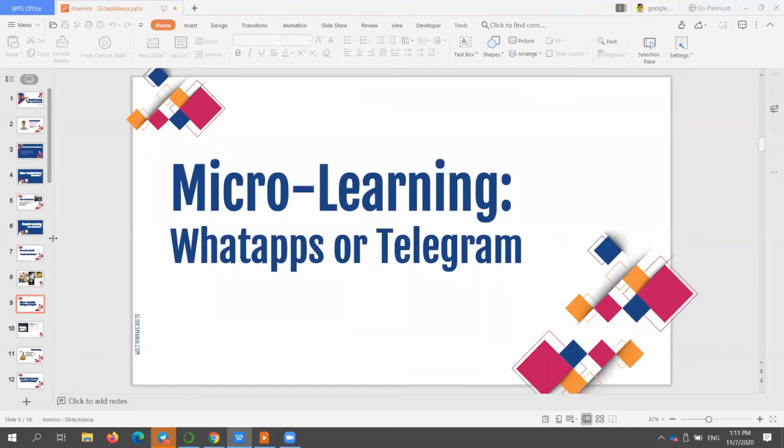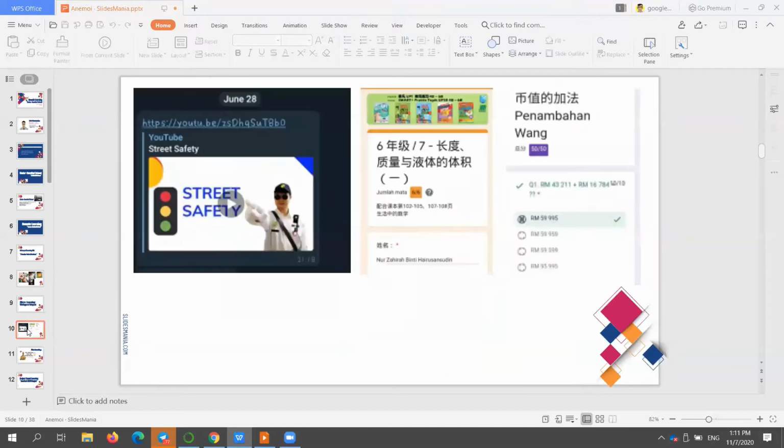Secondly, we do micro learning through WhatsApp and Telegram, because we cannot use Google Meet and Microsoft Teams, right? So we started to reach them through WhatsApp or Telegram. We chunk down the learning material and learning instructions into simple ways to let them know, oh, actually we can do this and do that, and the instructions as well. So that is what we do during this pandemic.